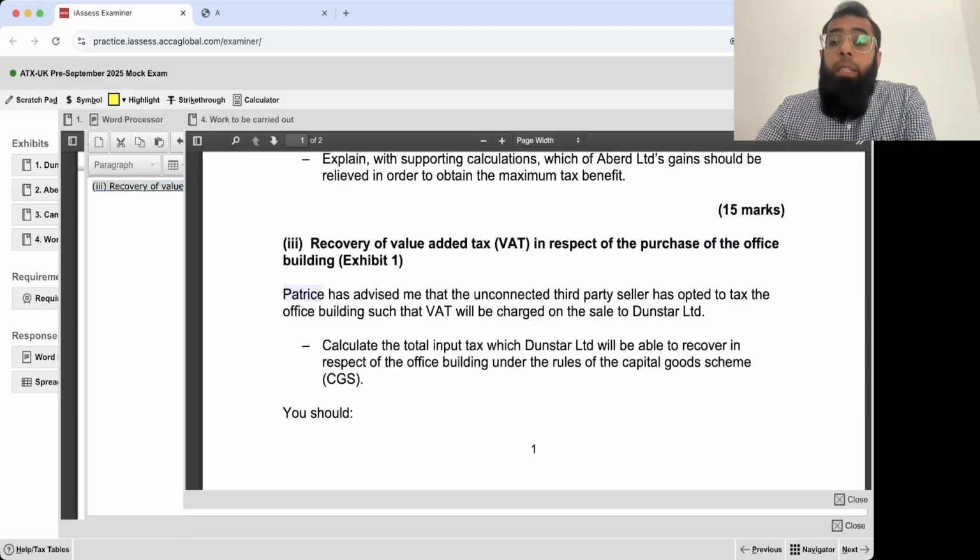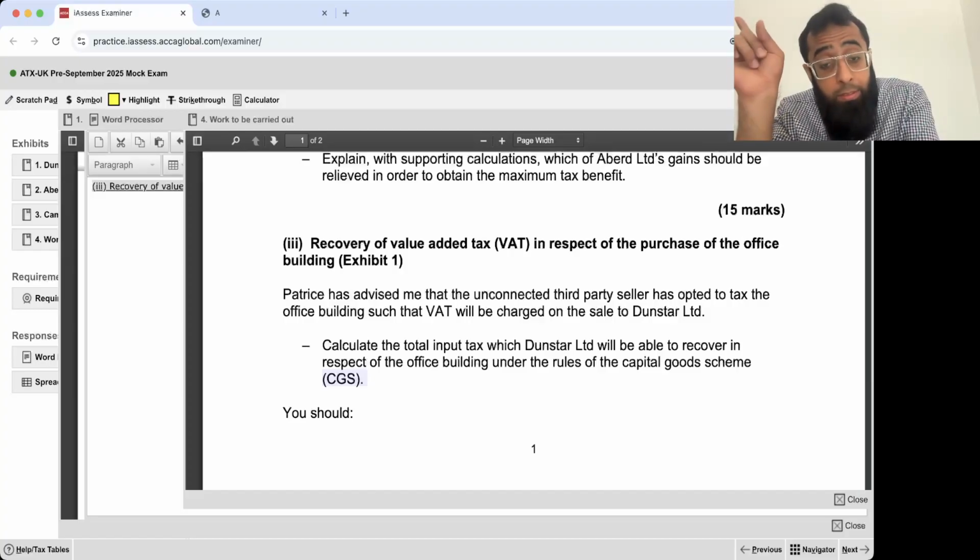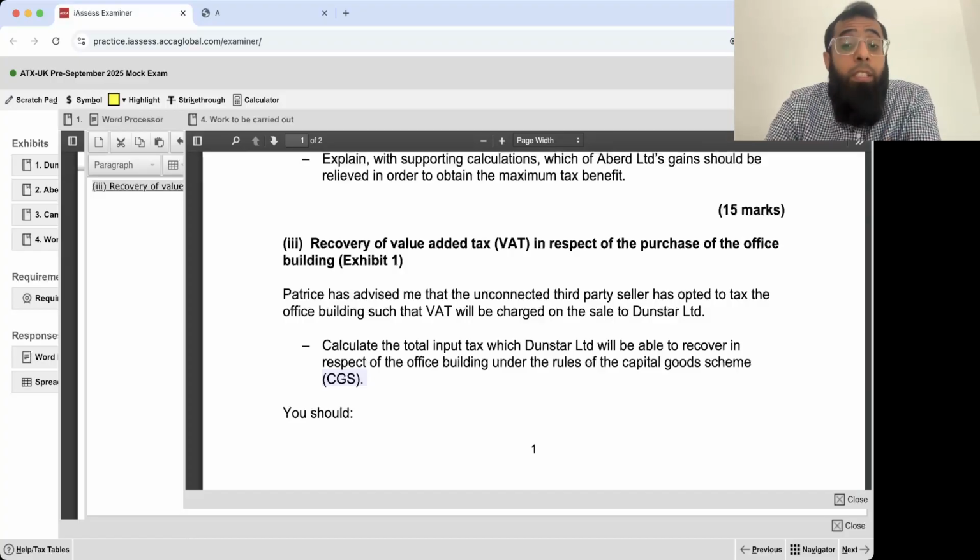Patrice has advised me that the unconnected third-party seller has opted to tax. Oh, this is an issue. Since the seller has made an election to tax, he must have charged VAT on us, such that VAT will be charged on the sale to Dunster Limited. Calculate the total input tax which Dunster Limited will be able to recover in respect of the office building under the rules of the capital goods scheme. Since the seller opted to tax, he charged VAT on us, so our recovery will depend on the use which we are making.